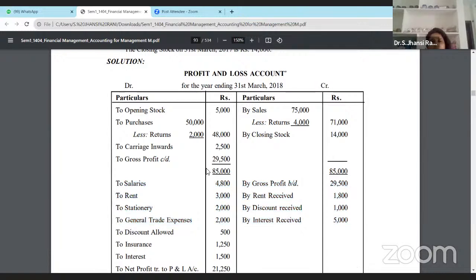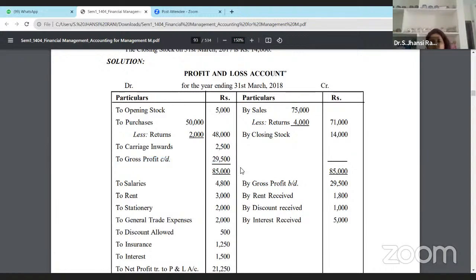If you look here at the trading account, the credit is more, that is 85,000, and the debit is less. The difference: when credit means it's an income and debit means it's an expenditure to us. So income is more, expenditure is less, so the difference is nothing but gross profit. This is gross profit carried down. We call it the difference. Whenever we are balancing the account, we call it carried down. C by D means carried down.